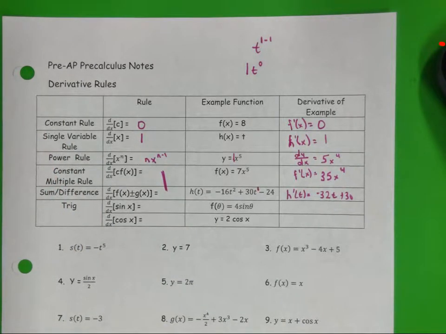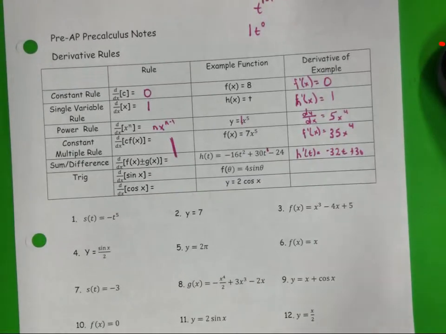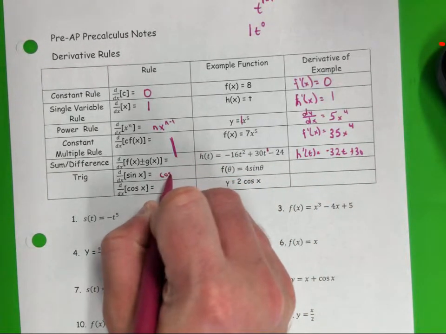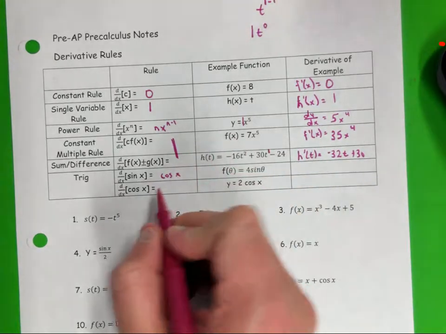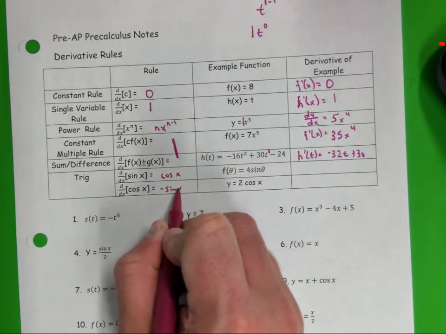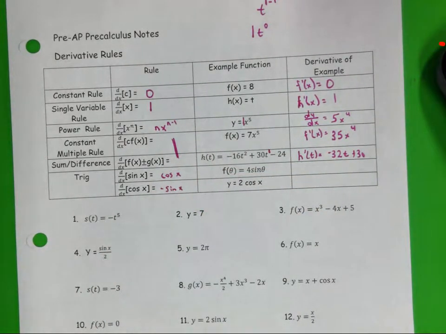There are derivatives for trig functions, but we're not getting into all of them. The ones I only want you to know this year are sine and cosine. The derivative of sine x is cosine x. The derivative of cosine x is negative sine x. That's the only two you got to know. Next year you learn about tangent, cosecant, and all that.